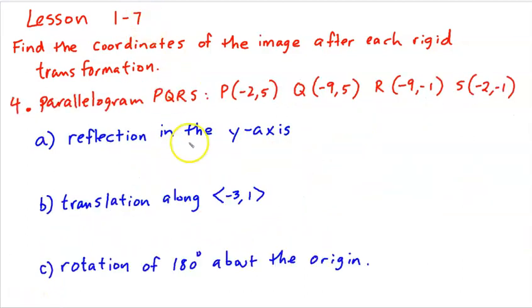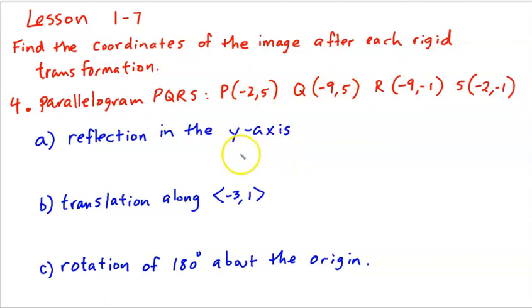All right, let's do number 4. And this is a parallelogram, and these are our vertices. And so now let's do each of the transformations. Letter A says to do a reflection of this parallelogram in the y-axis. So that's going to change all of the x-coordinates to their opposite.